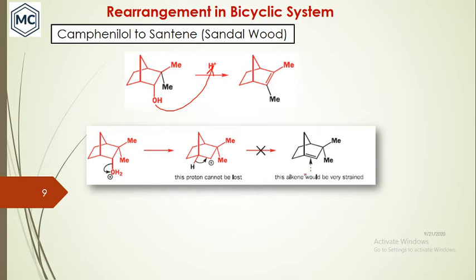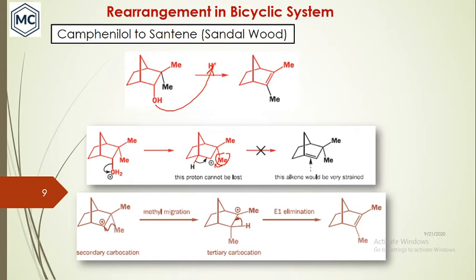The reason is that an alkene on a bridge bond is highly strained. So it cannot form a double bond in the bridge position. So it is highly strained, so it never forms. So then what is the next possibility? Alkyl migration. And here this methyl group gets migrated to here. That is shown in the next figure. You can see here the methyl is migrated to here.